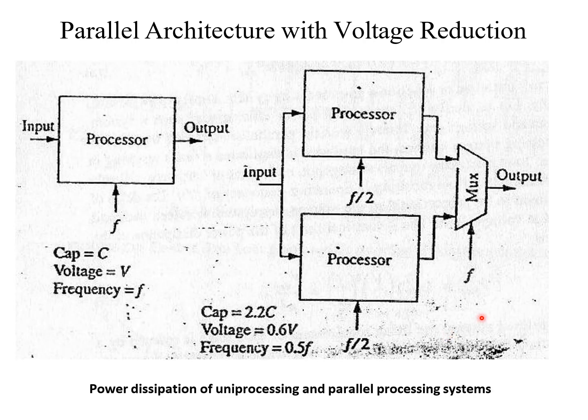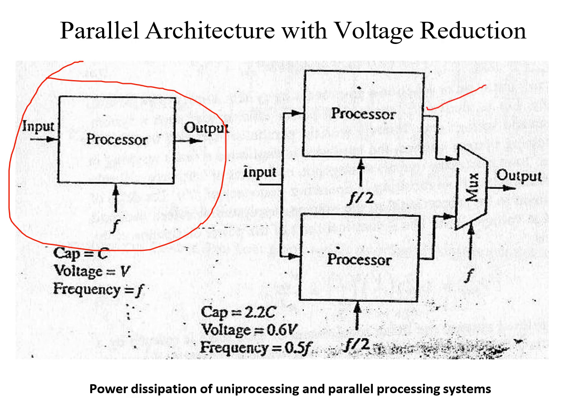So how can this be achieved? This is the uniprocessing system. The same can be given in the parallel mode. The frequency is exactly half, in this one and this one.